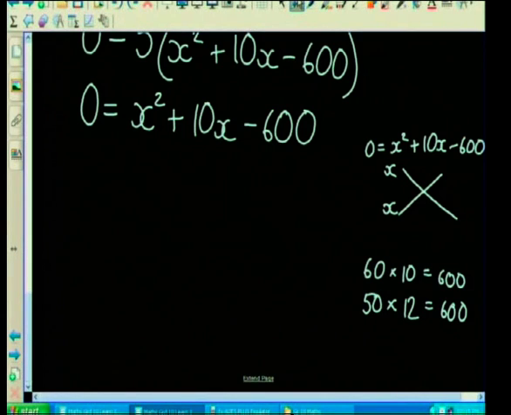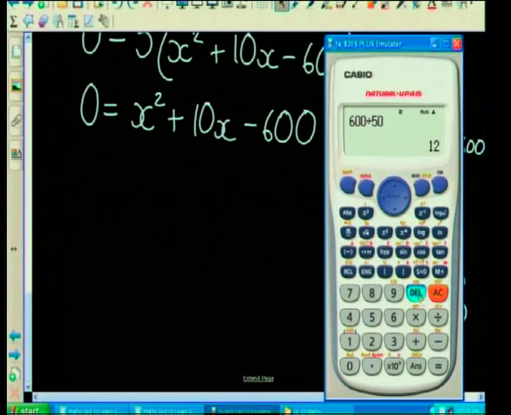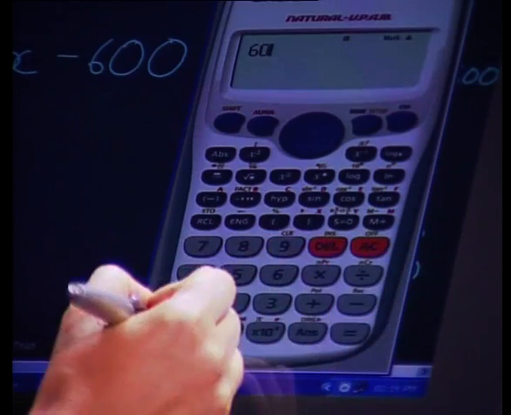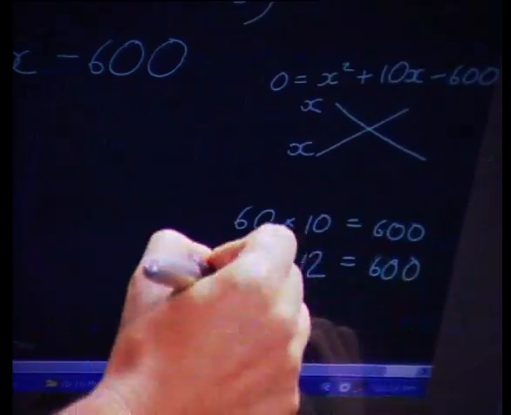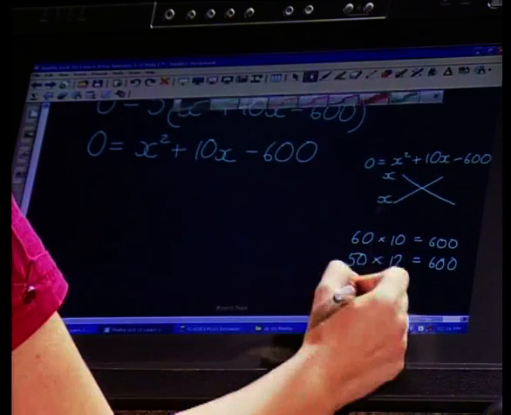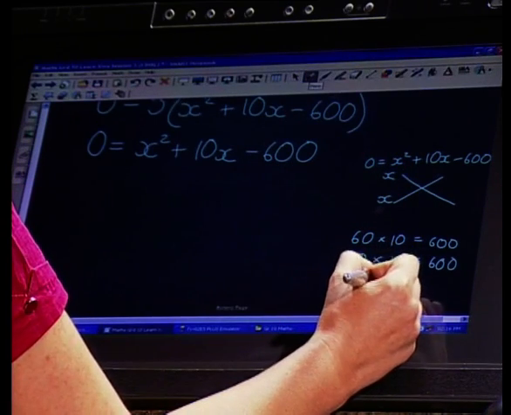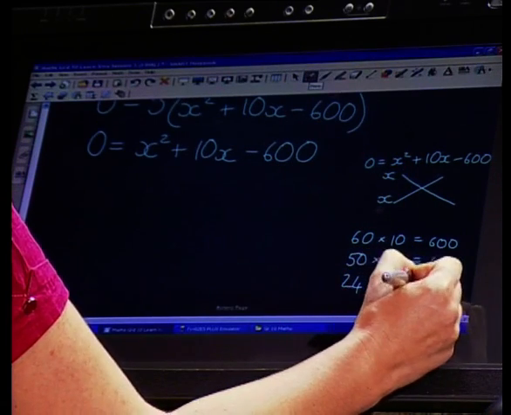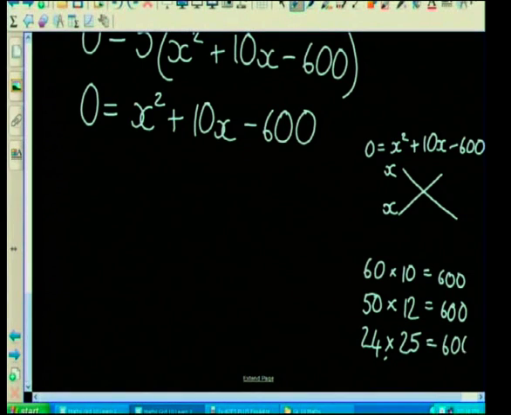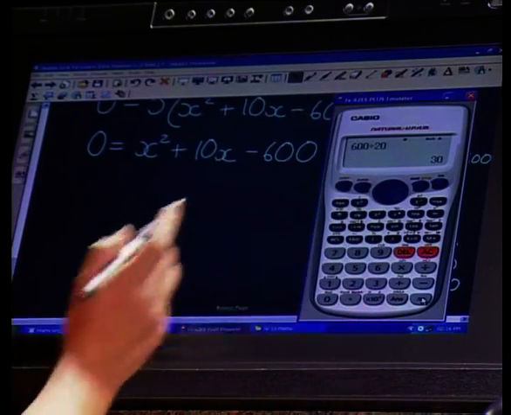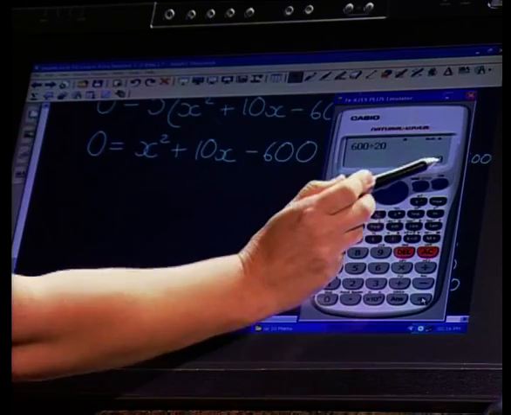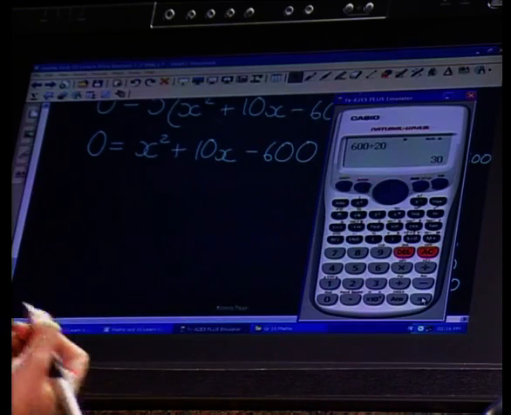So let's try again. How about 25? 600 divided by 25 is 24. Will that work? No, because we need 10. So why don't we try 20? 600 divided by 20 gives us 30. Now that's going to work really nicely because 20 and 30, the difference between them is 10.